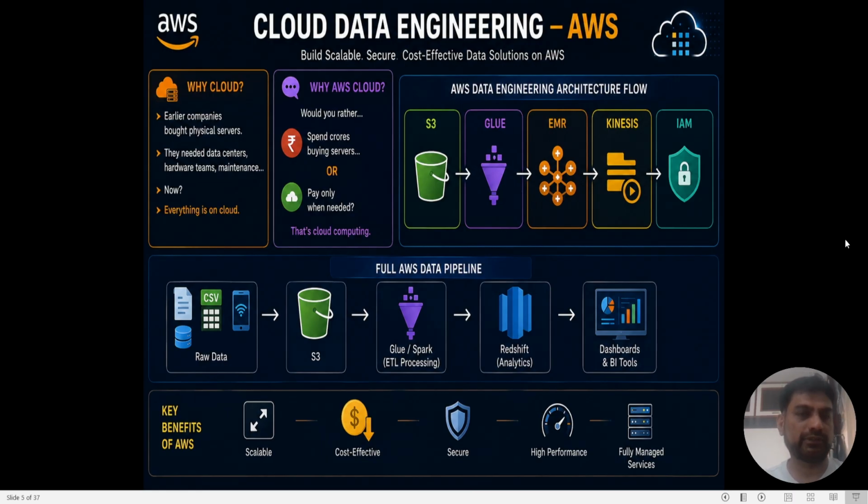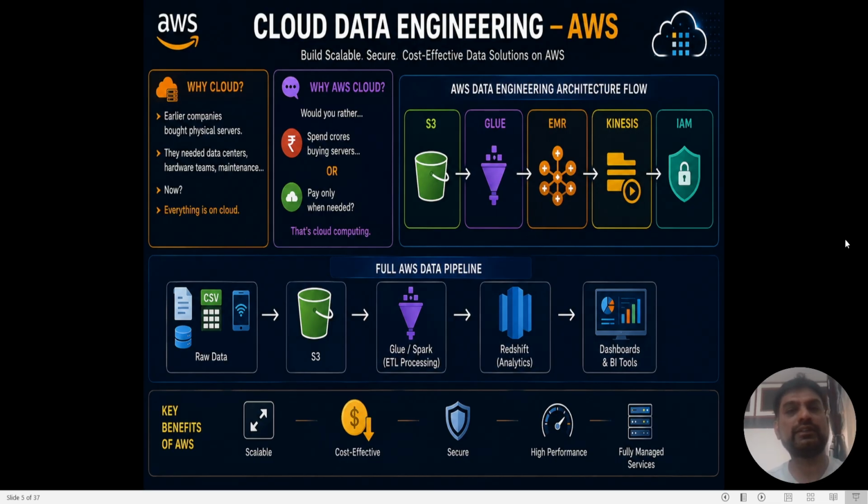Cloud changed everything. Instead of managing hardware, companies started focusing on data and applications. And when we talk about cloud, one of the biggest names you will hear everywhere is AWS, Amazon Web Services. AWS provides ready made cloud services for storage, processing, analytics, streaming, security, basically everything needed to build modern data platforms.